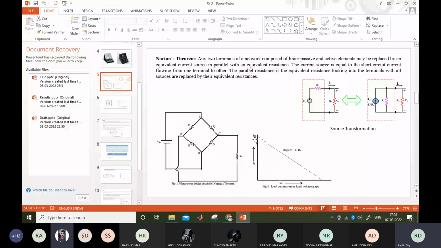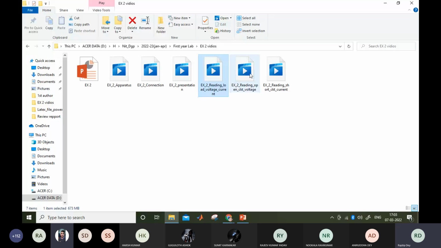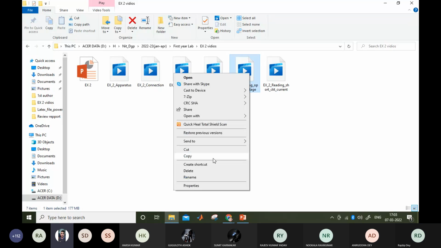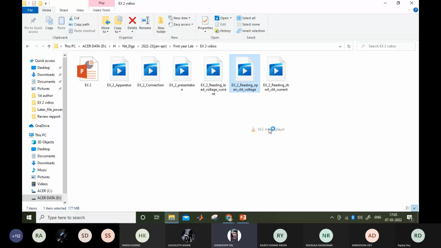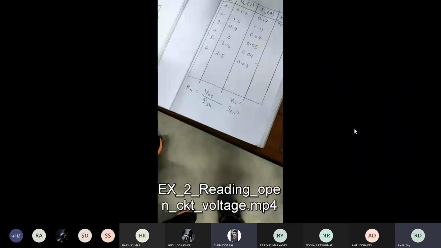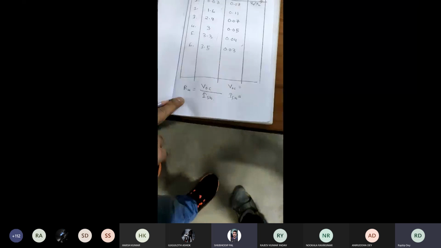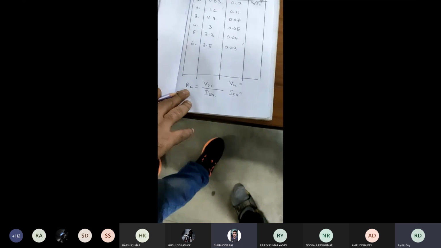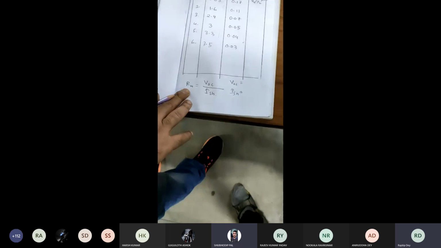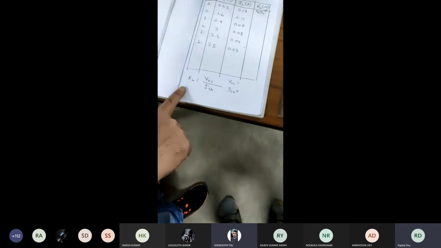For that, we need to calculate the short circuit current and open circuit voltage. So first we'll see the open circuit voltage. Now we have to go for our second table. We need to calculate the internal resistance of the total bridge circuit, or Norton resistance. The formula for that is VOC by ISH.